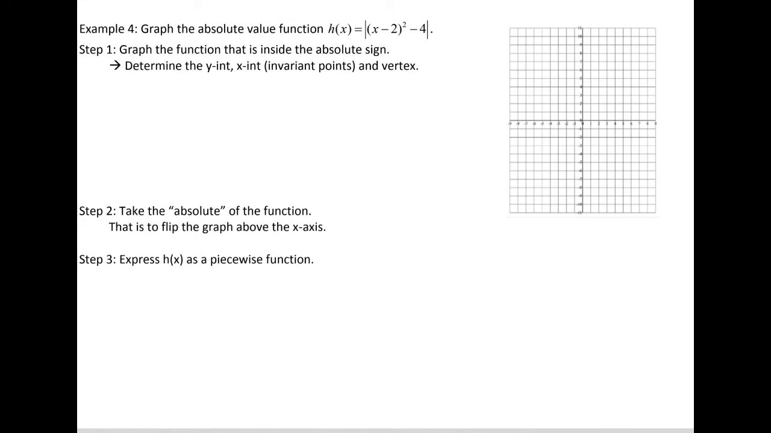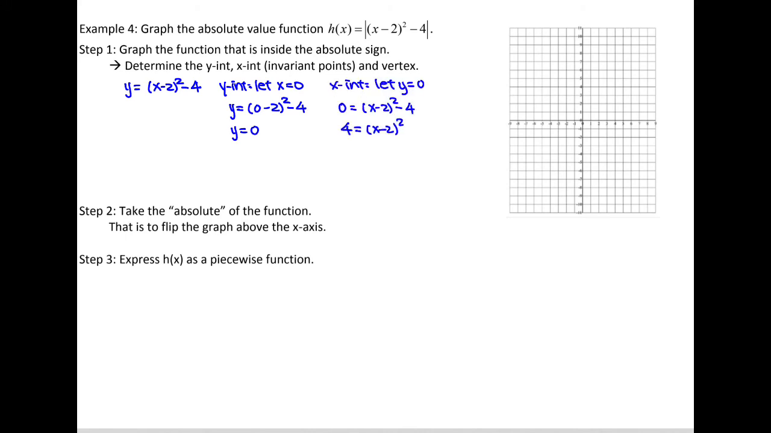Example 4. Let's graph another absolute value. Step 1. Graph the parabola that is inside the absolute value sign. Find the y-intercept by letting x equal 0. Then we will get y equals 0. X-intercept, let y equal 0.